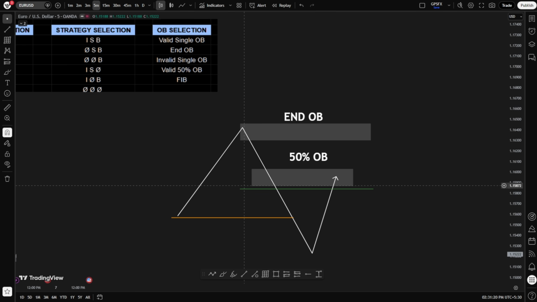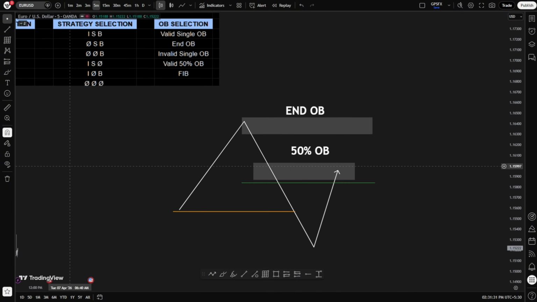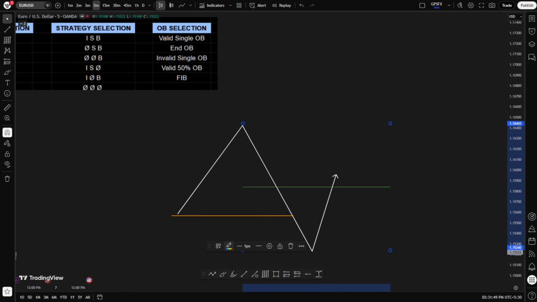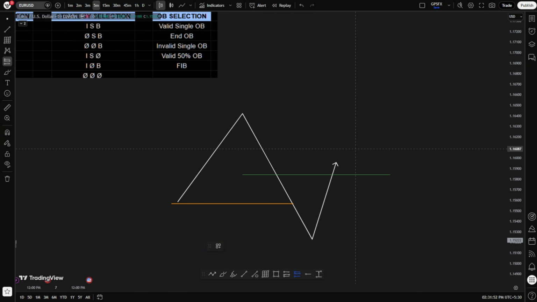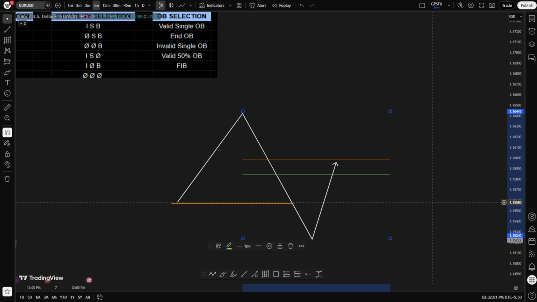Okay, so the next one is fib. This is actually a very simple thing. Sometimes when we go to very, very tiny structures, for example FF structure, we don't actually get any order block. Every order block is mitigated as the market comes down, right? There is no clean order block. So at this point, what we can do is simply use a fib. We can draw a fib and simply take an entry at 0.5, or you can take an entry in the golden zone, I think it's 0.618. So you can simply take an entry at 0.618 or 0.5, anywhere you want, right?